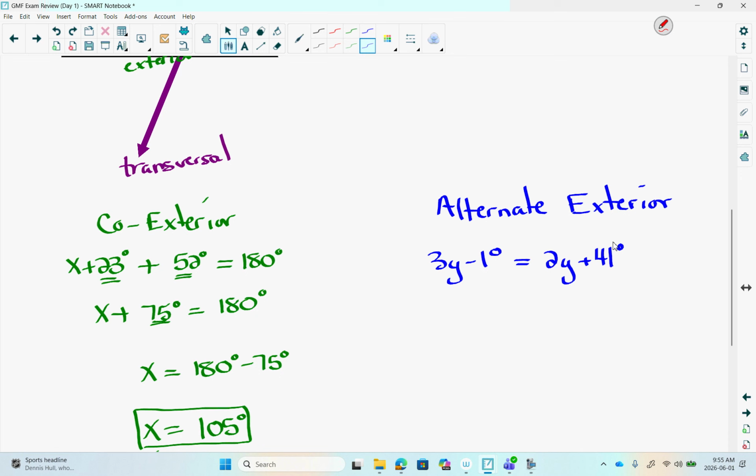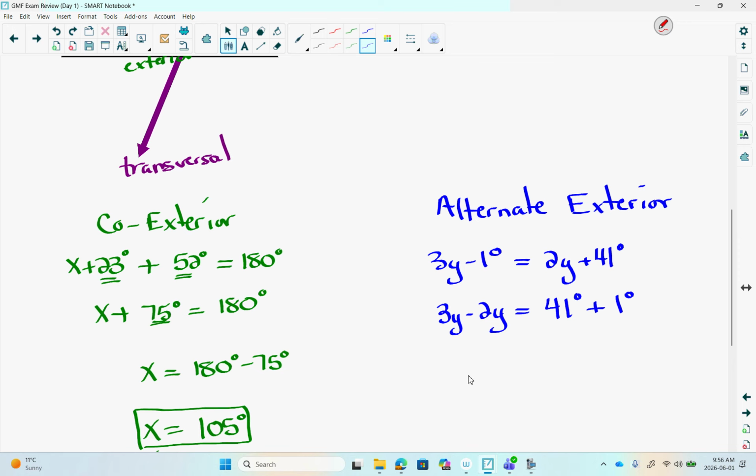They don't add to 180. They are equal because they're alternate exterior. What would you do in this case? I'd have to group my like terms. So I'm going to bring the 2y from the right to the left, and I'm going to bring the negative 1 from the left to the right. So the 2y comes over this side, becomes a negative 2y. The negative 1 goes to the right and becomes a positive 1. Or you could subtract 2y from both sides and add 1 degree to both sides.